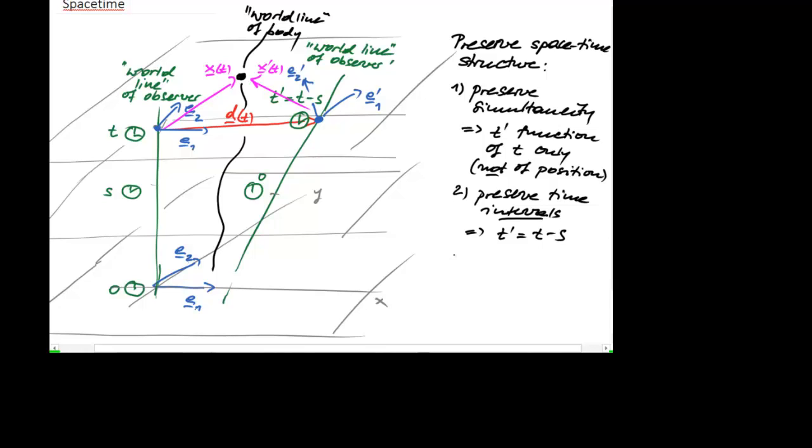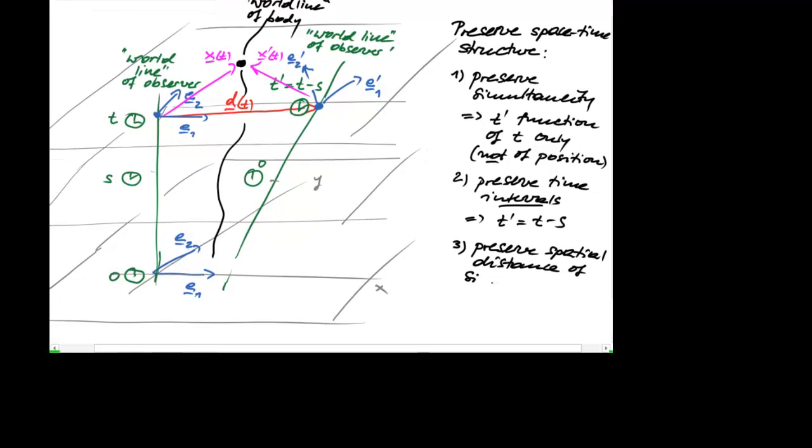And the third requirement is that also, when I look at simultaneous events, then I can define a spatial distance between the two. And I want to require that the two observers see the same spatial distance. So I want to preserve spatial distance of simultaneous events.